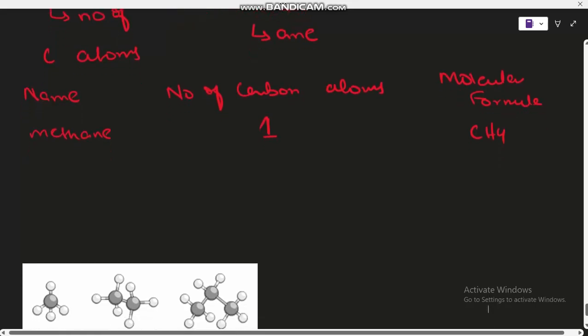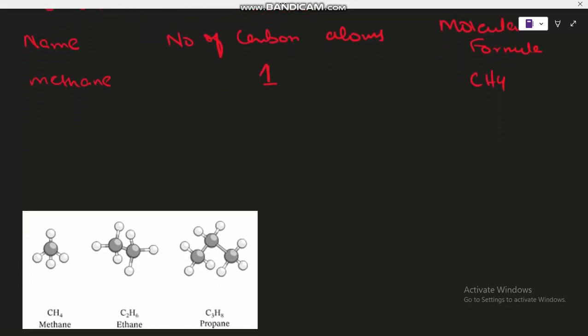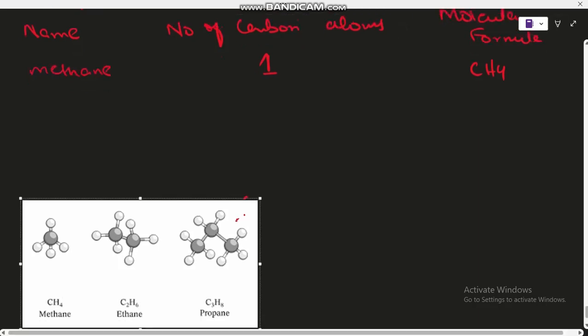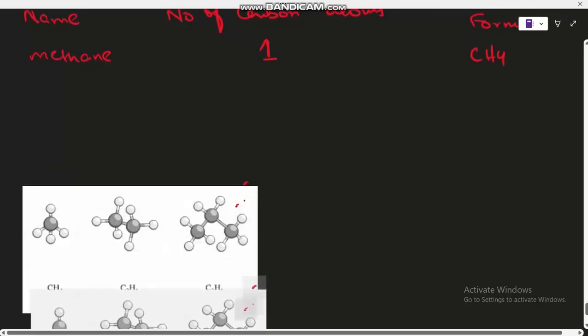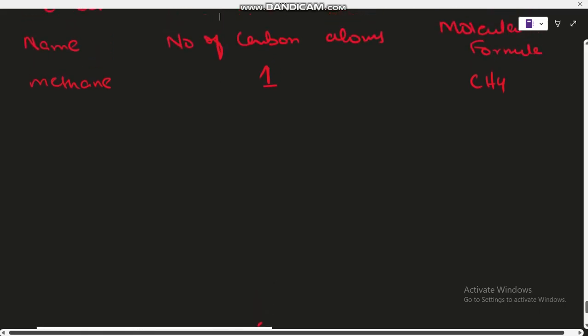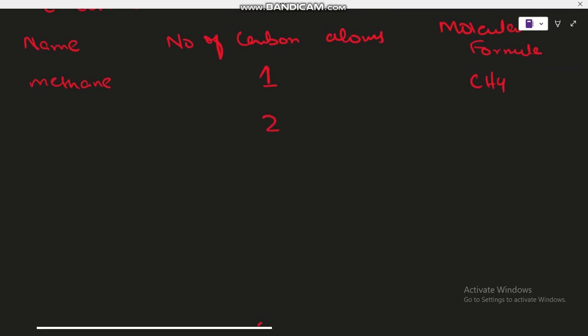Let me just move this to a better place, further downwards. Okay, I think this works. So now let's talk about two carbon atoms. Two carbon atoms means eth, right? The name derives from eth, and since it's a homologous series of alkanes, we call that ethane.